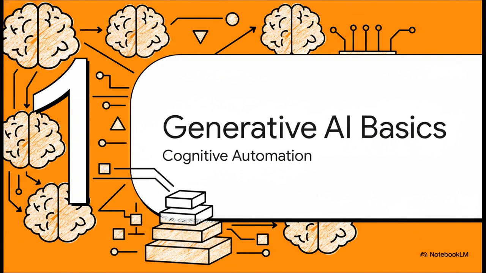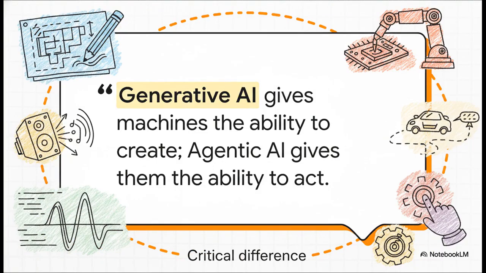All right, let's kick things off with Section 1, Generative AI Fundamentals. I want to anchor our entire discussion on this one powerful insight from our source material. Listen to this. Generative AI gives machines the ability to create. Agentic AI gives them the ability to act. That distinction is absolutely crucial.